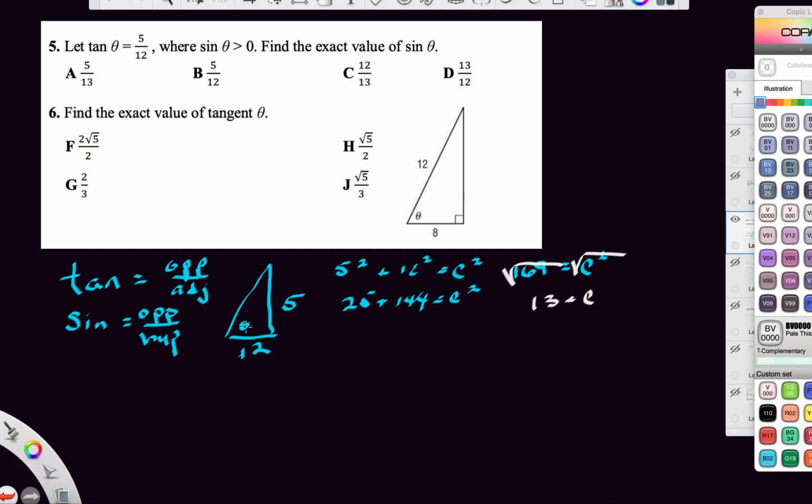Okay, so now we have the opposite value. We had it before. The opposite is 5. Here's theta. What's across from it? 5. We have the hypotenuse of 13. So now we can write sine. So the sine is 5 over 13.